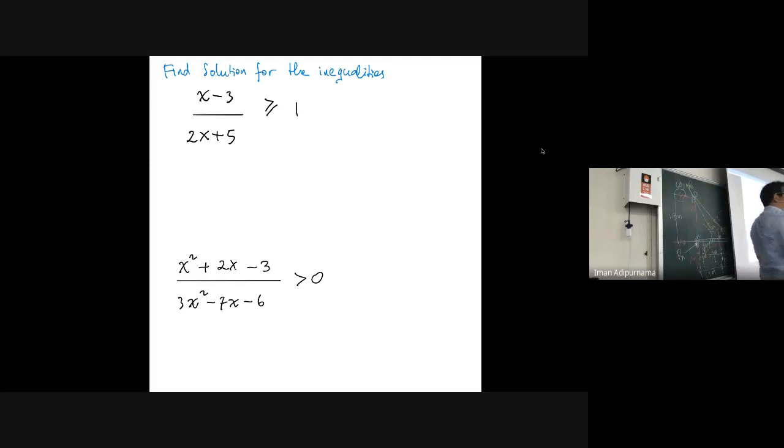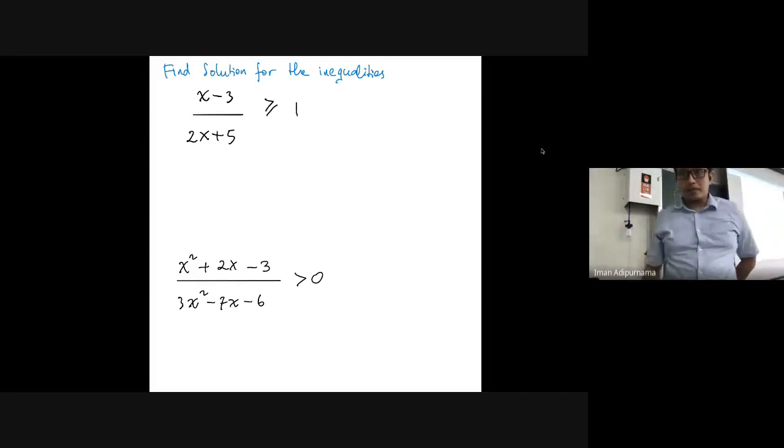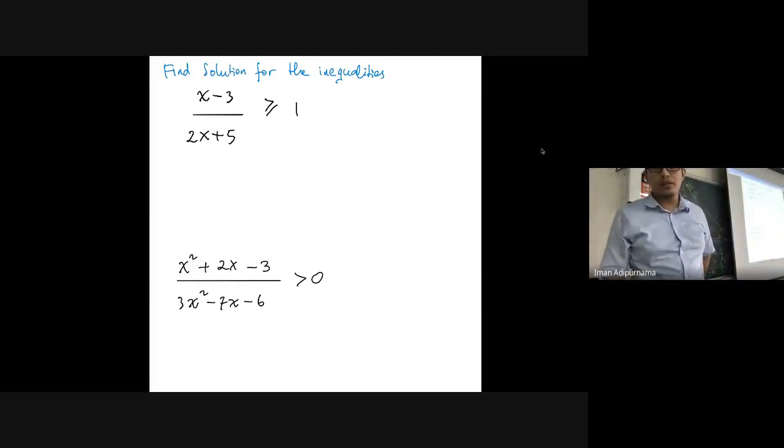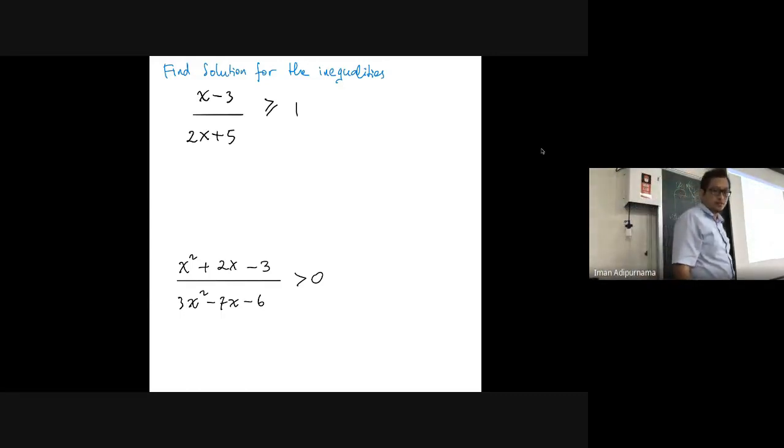If you finish, raise your hand. Maybe I'll give you like 5 to 6 minutes. Because we already tried finding the domain only, right? And then finding the roots only, how to factorize, right? And then finding the solution for an inequality. But now it's mixed in a rational function.